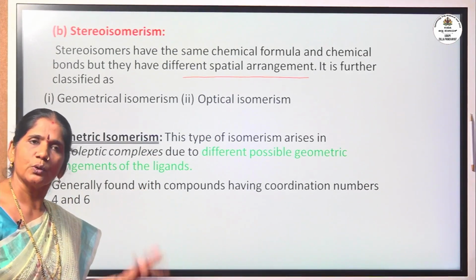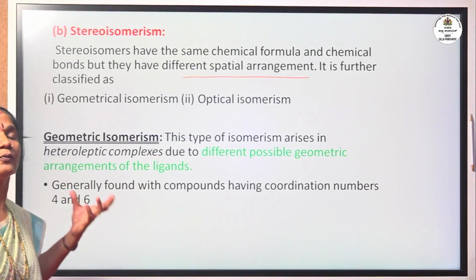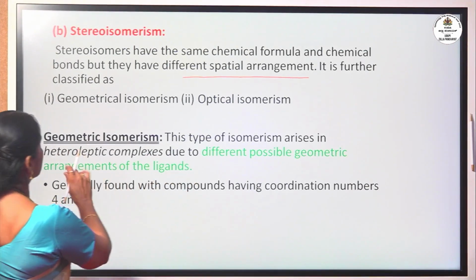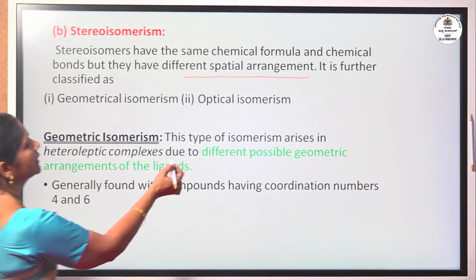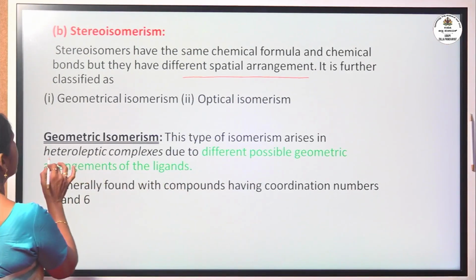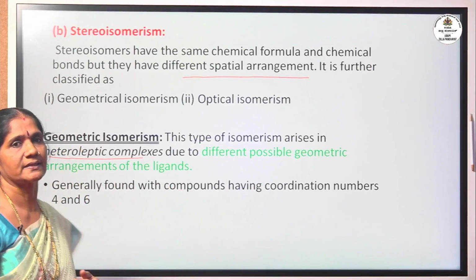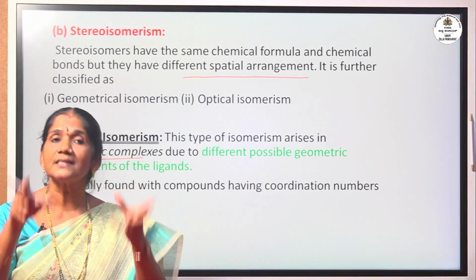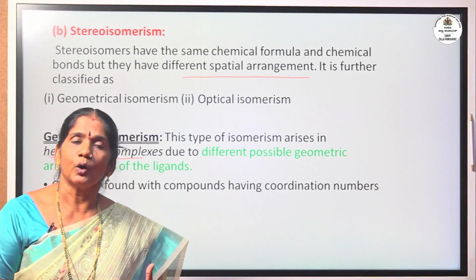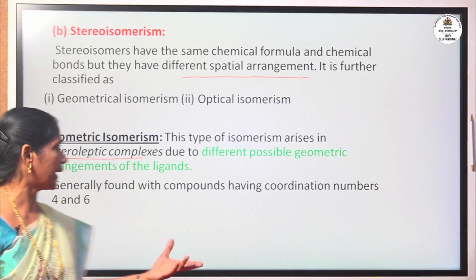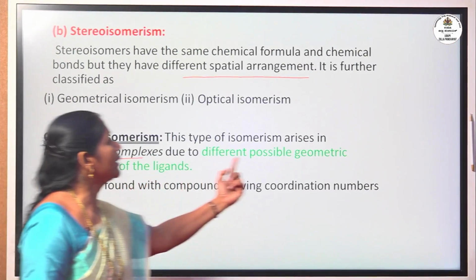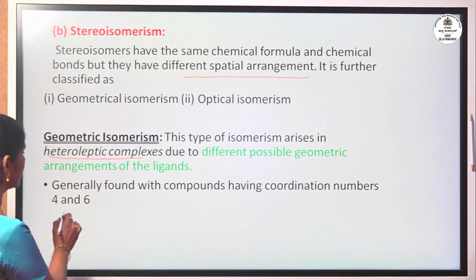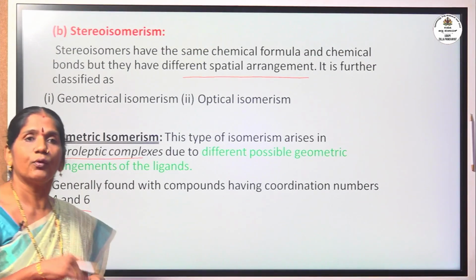You are also well aware of the two types of geometrical isomers, that is cis and trans. This type of isomerism arises in heteroleptic complexes. If all the ligands are one and the same, you can't expect a difference in their arrangement. So some of the ligands should be different, that is, heteroleptic complexes, for different possible geometric arrangements. So generally it is found with coordination number 4 or 6.